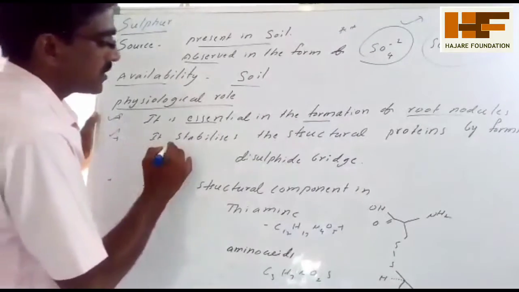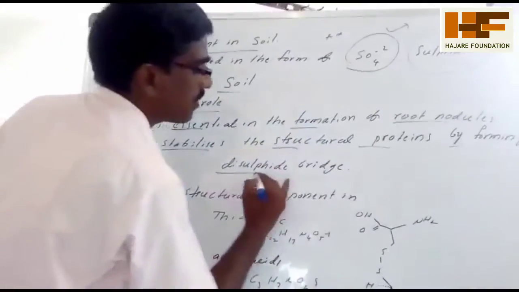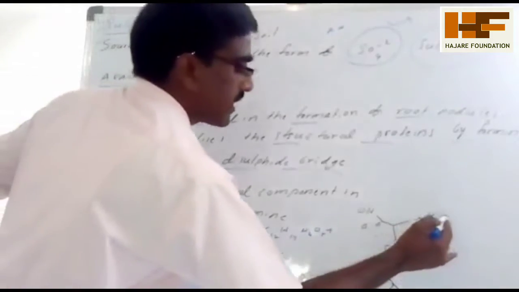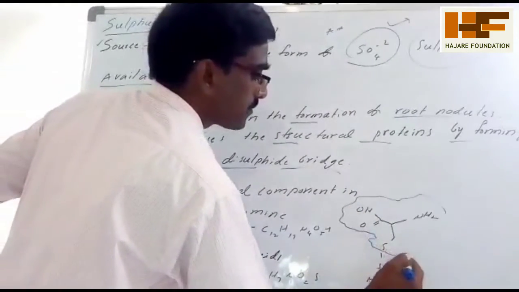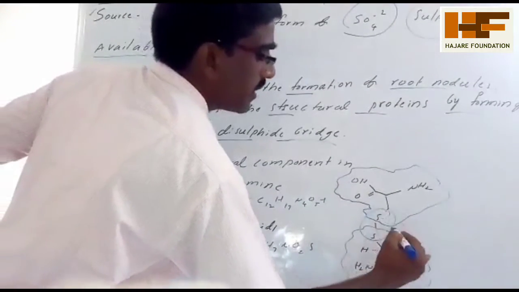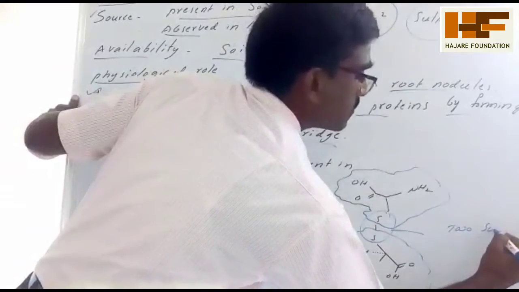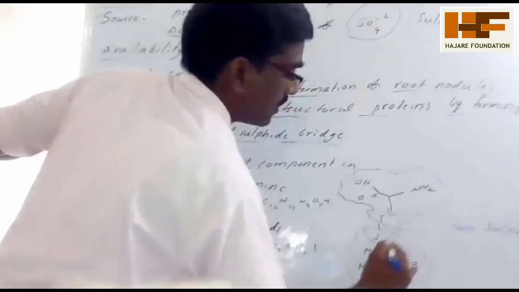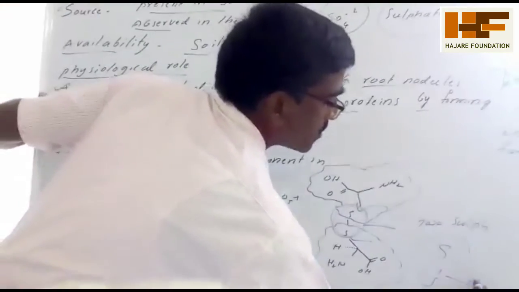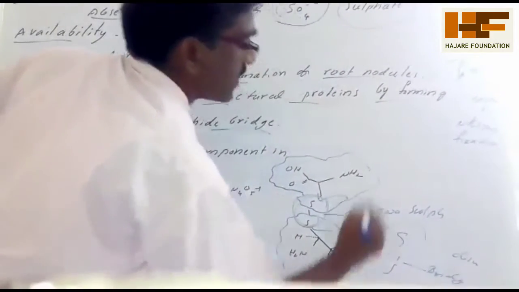And it also stabilizes structural proteins by forming a disulfide bridge. There is one amino acid and one more amino acid. These two amino acids are interlinked by two sulfur ions, sulfur 1 and sulfur 2, interlinked by a bridge. This bridge is called a disulfide bridge. It is an important concept.